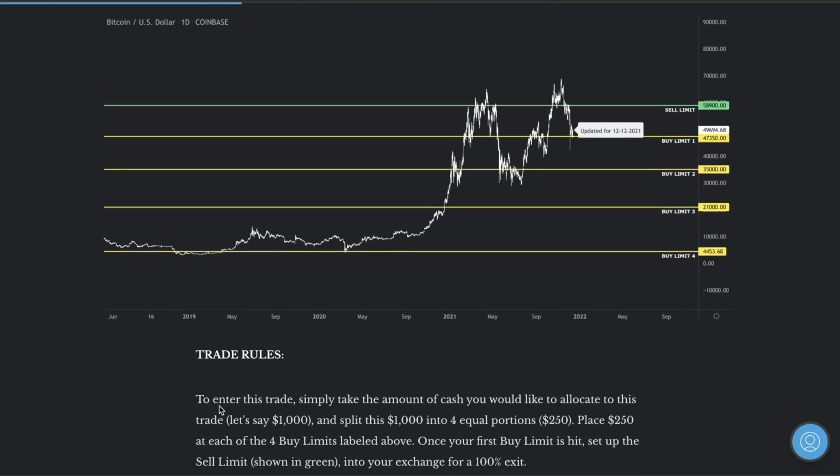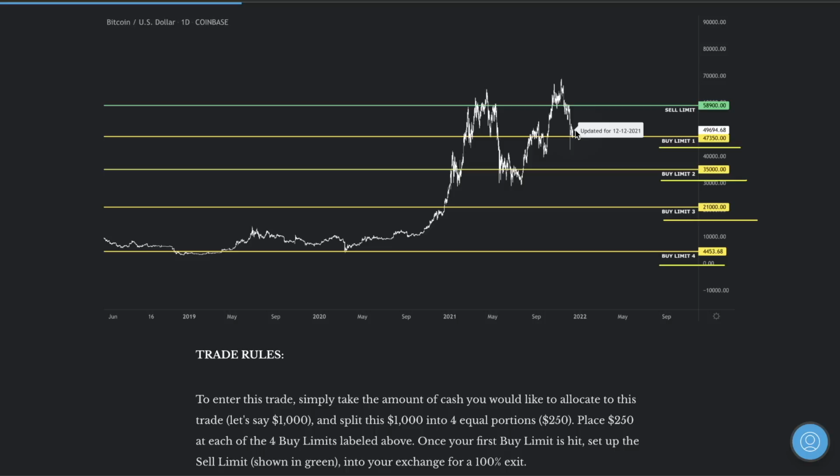Follow me here. To enter this trade, simply take the amount of cash you would like to allocate to this trade. Let's say it's $1,000, and split this $1,000 into 4 equal portions, so $250. It doesn't matter if you're using $4,000. $4,000 would just be $1,000, okay? Really simple stuff here. You're just going to simply take your trade allocation and break it into 4 sections and place 25% here, 25% here, 25% here, and 25% here.